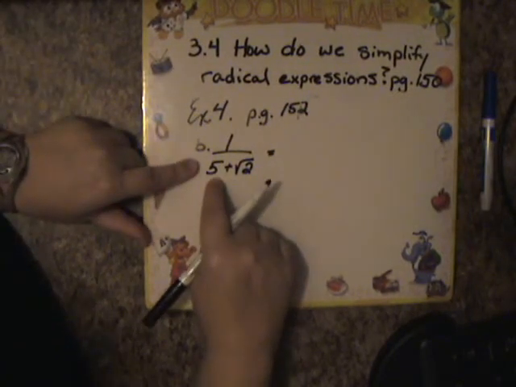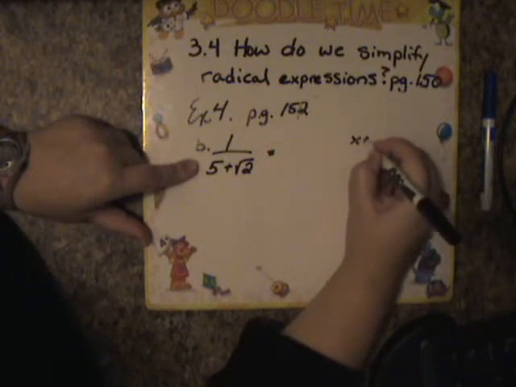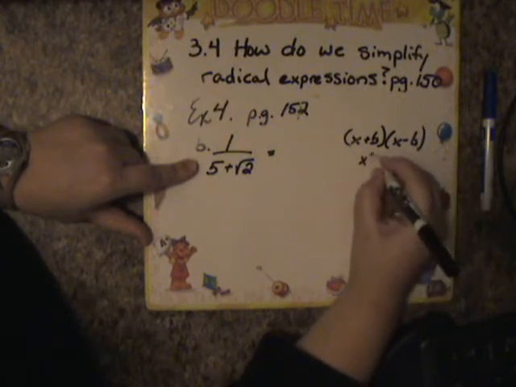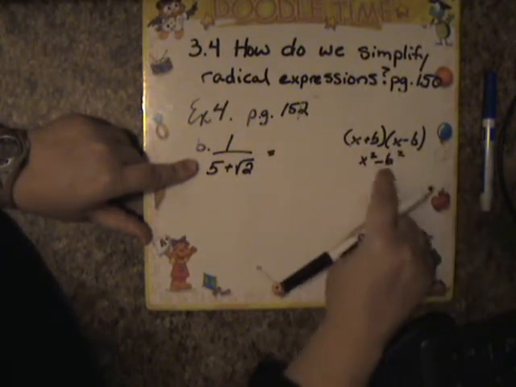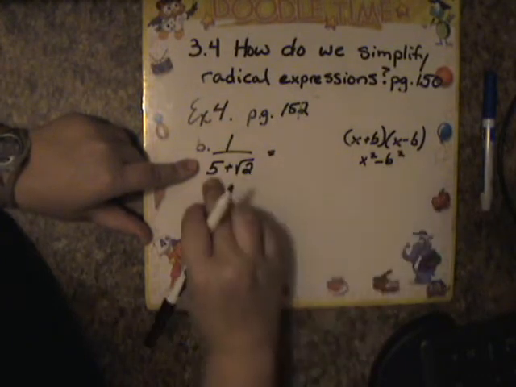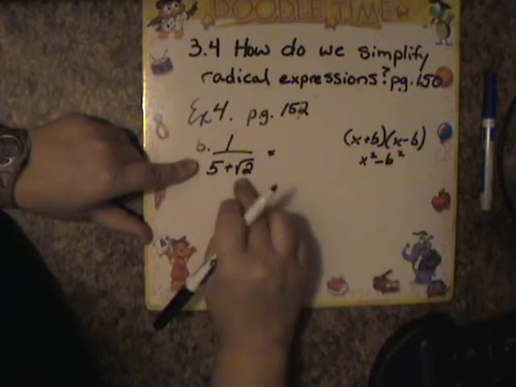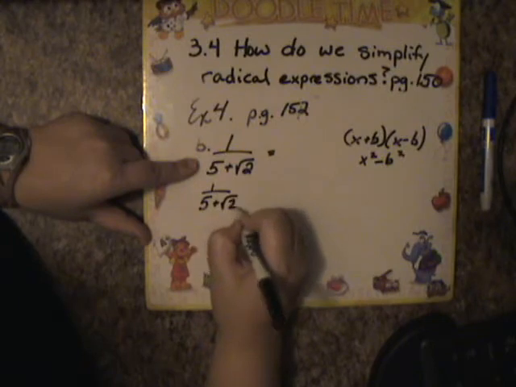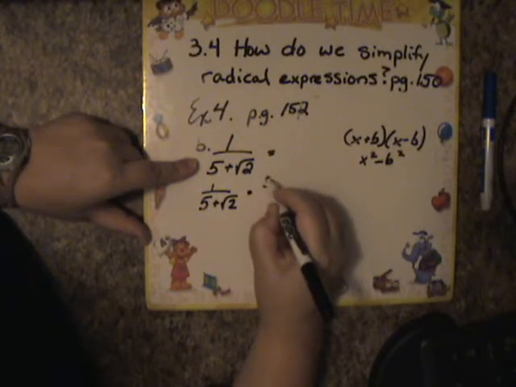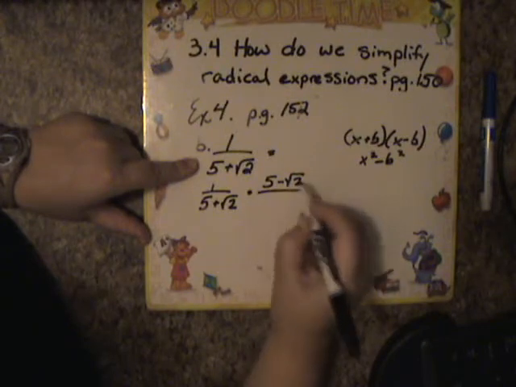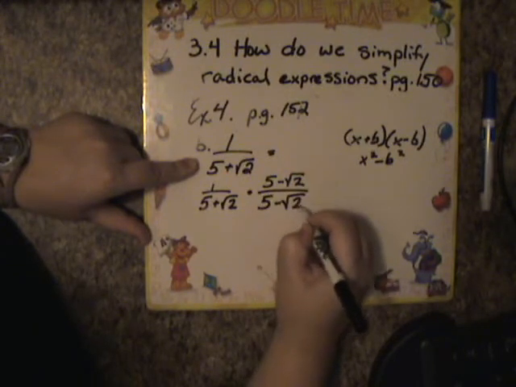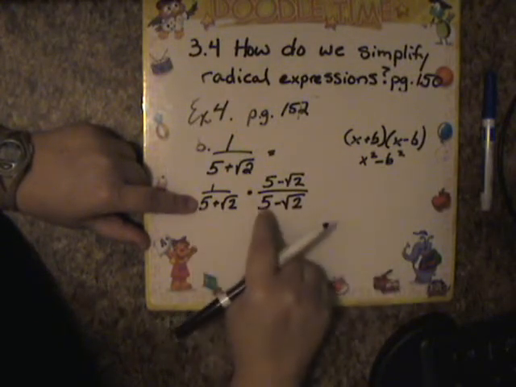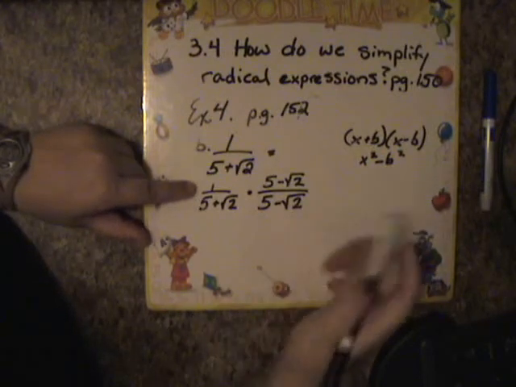Now, if you remember from factoring, if you have a x plus b times x minus b, this gives you x squared minus b squared. And what we can do is use this here. So when we have something like this, we take 1 over 5 plus the radical 2, and we're going to multiply it by 5 minus radical 2 over 5 minus radical 2. And the reason is because of this. It's going to give me 25 minus 2. Let's see how that works.